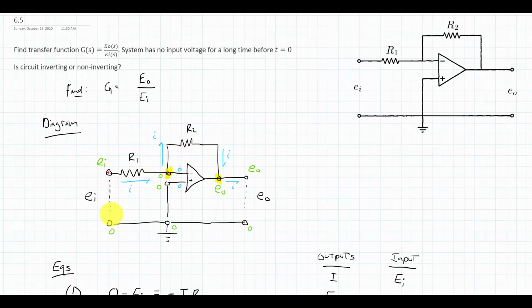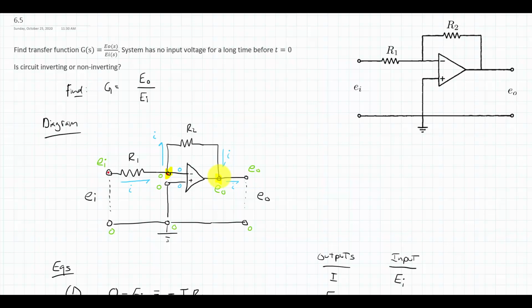Since this is 0 and I have a voltage difference of EI, that means that this top node must be EI. Again, because that's 0, I can directly say that this then is EI. Same idea here, Eout on top, 0 at the bottom, because the voltage difference is Eout or EO. This is also EO the way I drew it because it's connected with a straight wire.